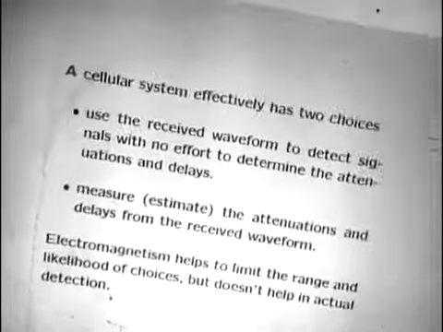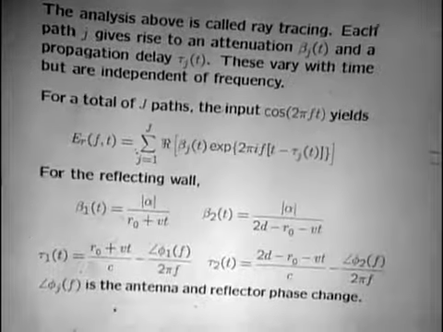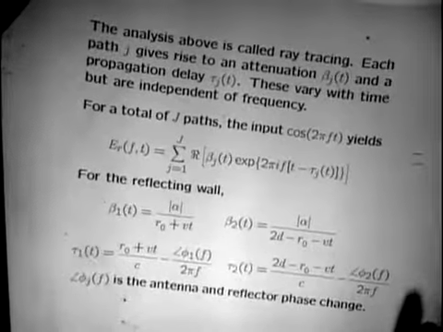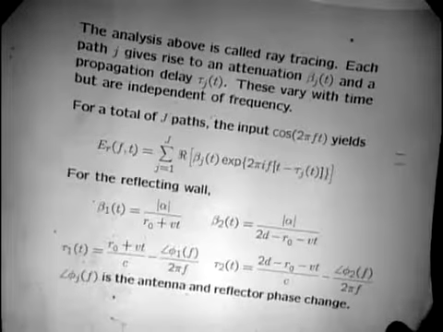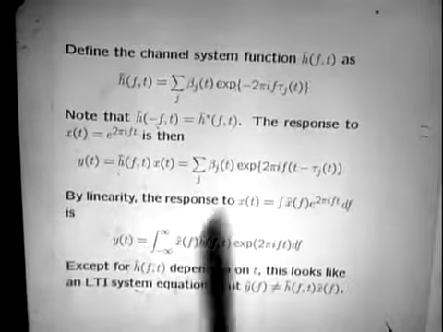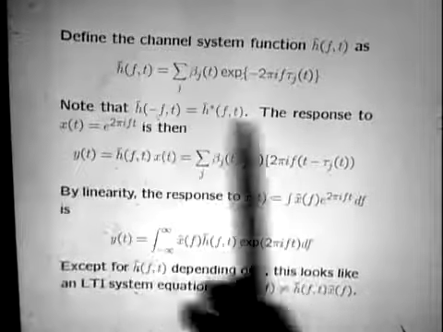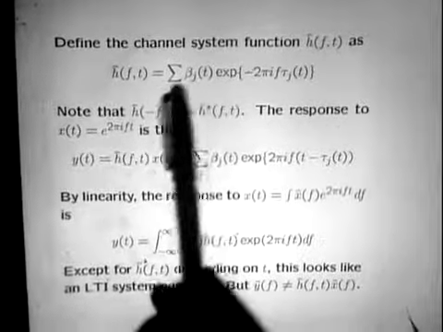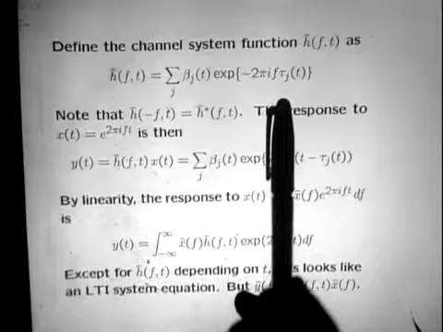So we're now going to deal with the kind of thing that we just talked about, which is this sort of general expression for electric field in terms of attenuation factors and phase changes, as opposed to anything which is much more detailed. We're going to define a channel system function as just this sum of these attenuation terms times phase change terms.